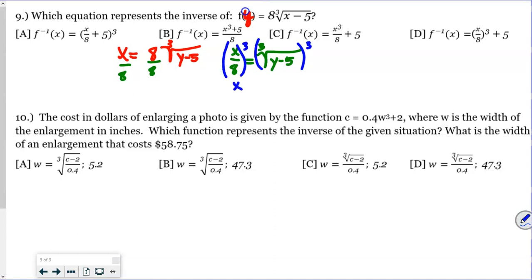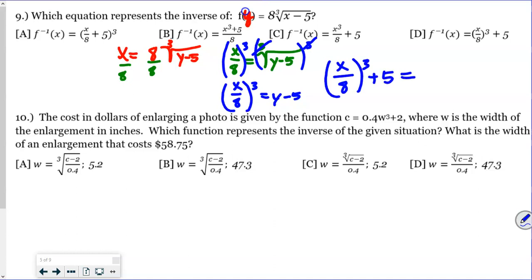So now we have x over 8 cubed. Remember, this cancels this, equals y minus 5, and then we have to add 5 to both sides, right? So it's going to be x over 8 cubed plus 5. That's going to be equal to our y. So that's our inverse, okay? So which one of those looks like that? Yep, D, okay.